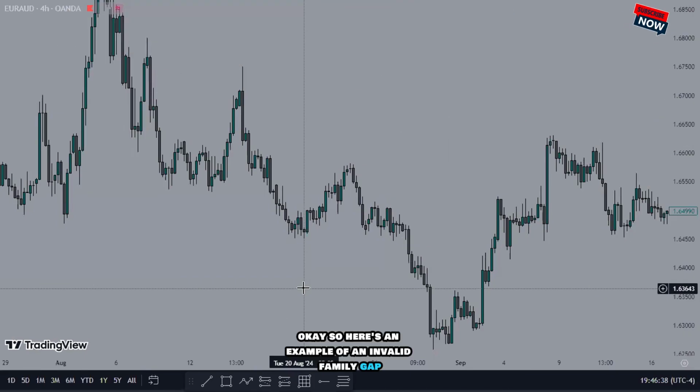Okay, so here's an example of an invalid fair value gap. A fair value gap that is not really needed, but it's there to trap you into entering a trade. Yeah, so now let's do it.